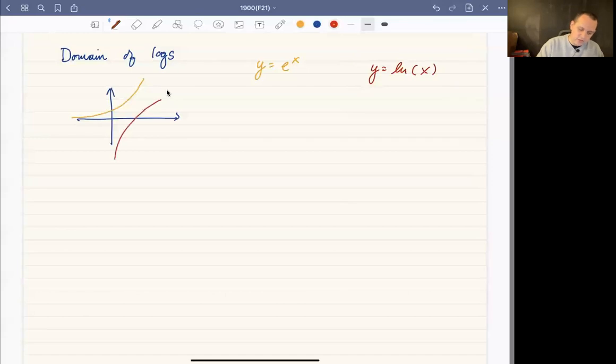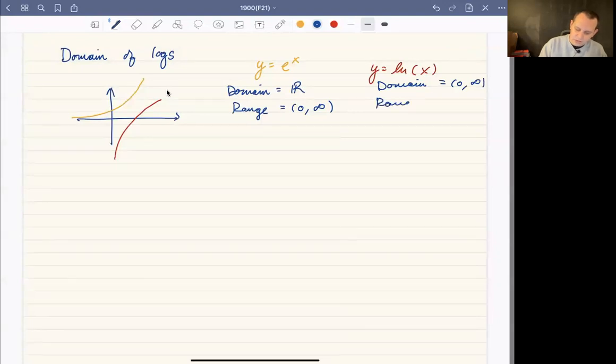And so from that observation, we already know a few things. We know that the domain of e to the x is all real numbers. And we know that the range, the set of all the outputs, is going to be all the positive real numbers. And therefore, when we talk about the inverse function, those reverse. So the domain of the natural log is all positive real numbers. The range is all real numbers.